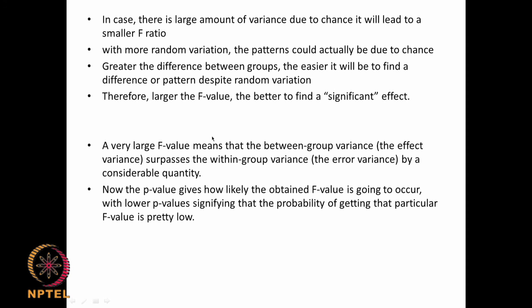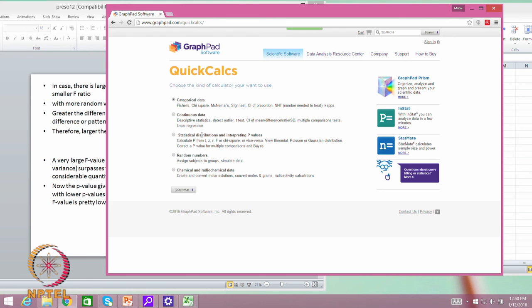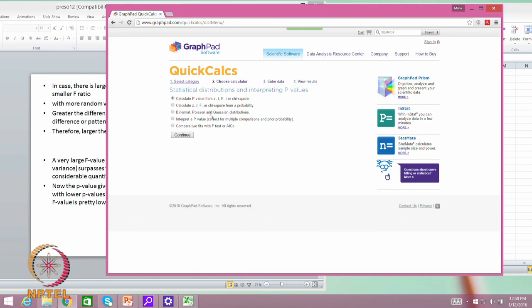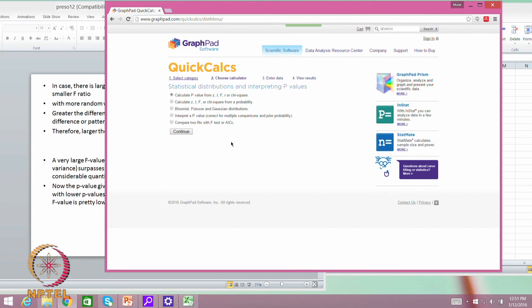Okay. We can also use the GraphPad software. So, as you can see here, it gives you the F value. So, we can say calculate, continue. So, here we can say calculate p value from F or calculate F value given a probability. So, as you can see FDIST and F inverse both can be done here.